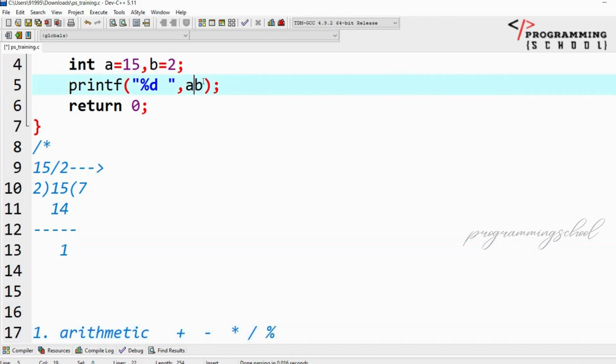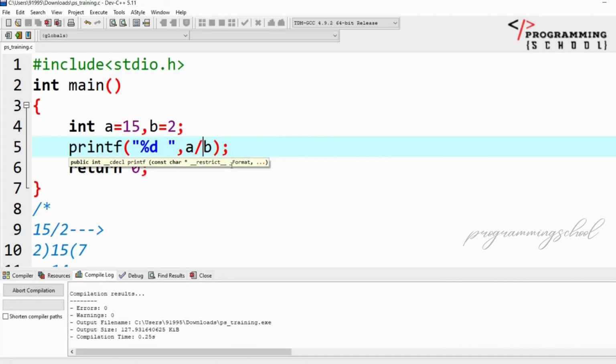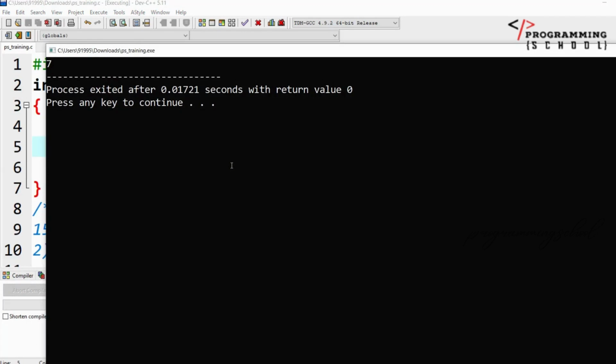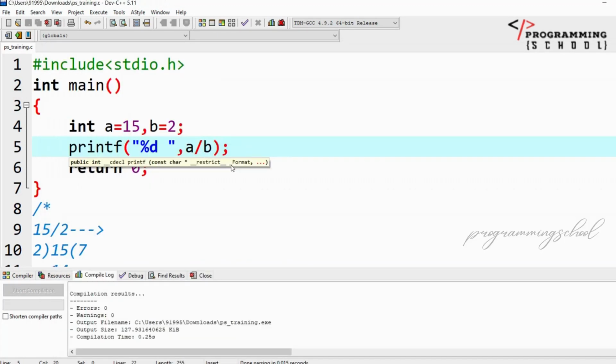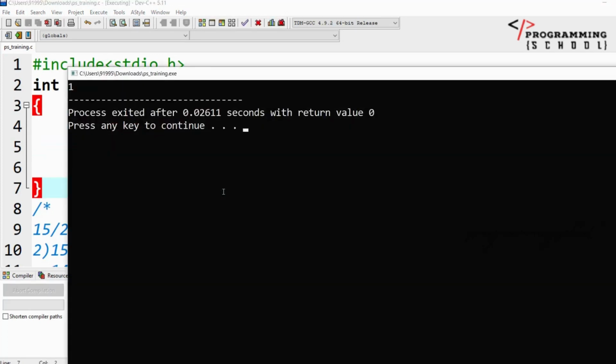Here I am going to change it to a division operator. If I execute it, the answer is going to be only 7, not 7 point something. It is going to be only 7. For example, if I write the modulus symbol here, this is also a division operator, no doubt about that. If I execute it, the output is going to be 1, that is the remainder operator.